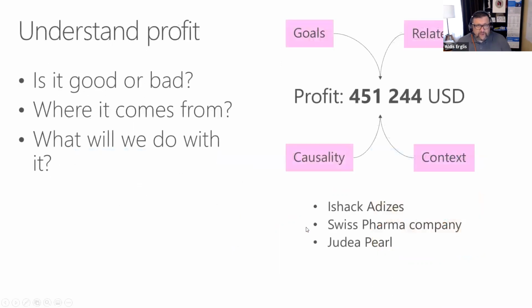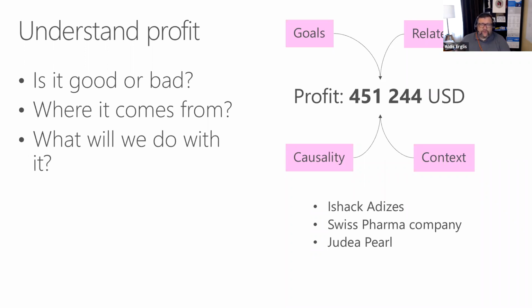And going further, for example, if we take such a simple business metric as profit, and look at this profit number, we see that it's 451,000 US dollars. It means that it's the amount of the profit. But if you're looking just at this profit, we can't say much. A data literate person will try to understand: is it good or bad, where does it come from, and what will we do with it?